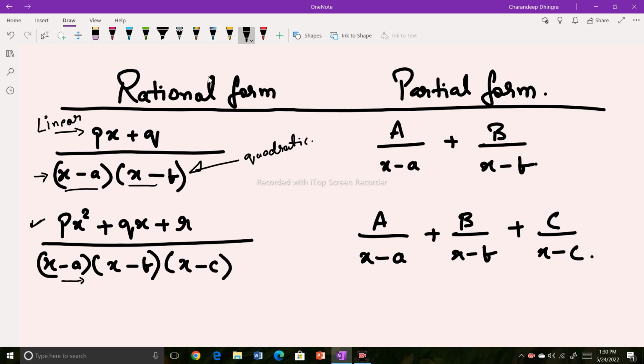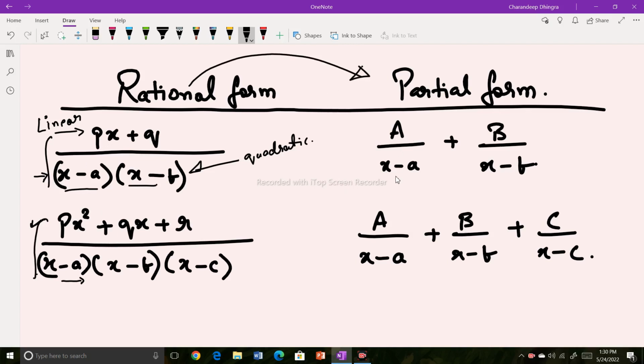Now what we do is in partial form. If you try to integrate this directly, it's not very easy to integrate. Even this one, it's not very easy to integrate. So what we do is we convert this rational form into a partial form. And the partial form is written in this way.